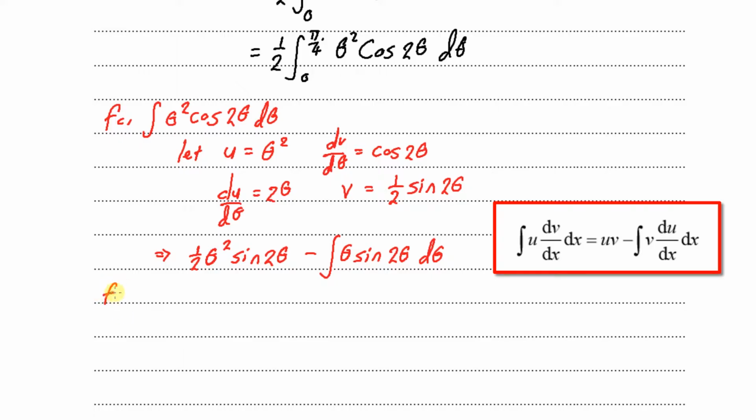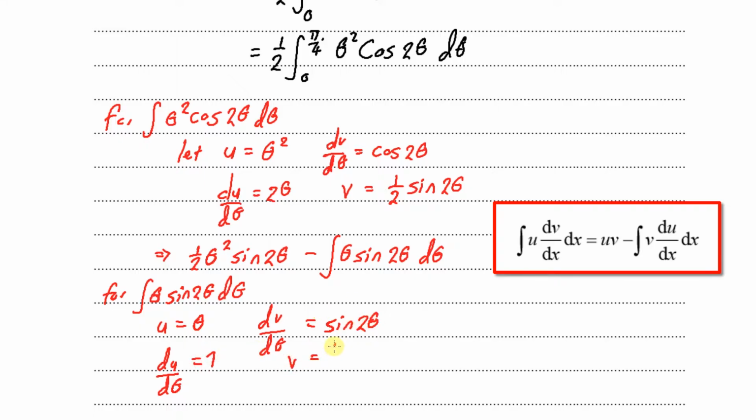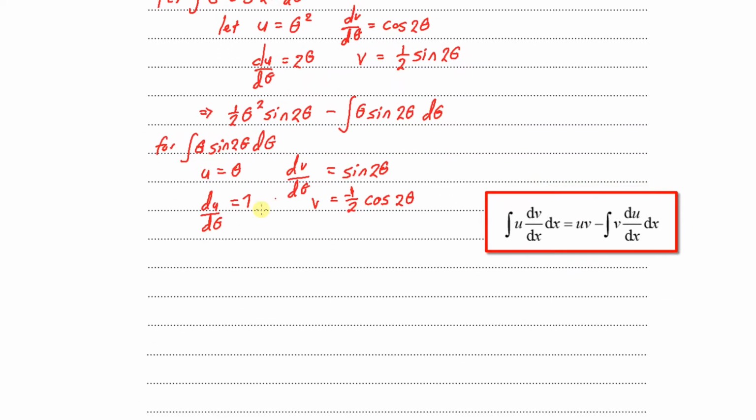So again for the integral of theta sine 2 theta d theta, we can say let u be equal to theta and dv by d theta be equal to sine 2 theta. So here du by d theta is 1 and v is minus 1 over 2 of cos 2 theta. So now we are going to integrate.